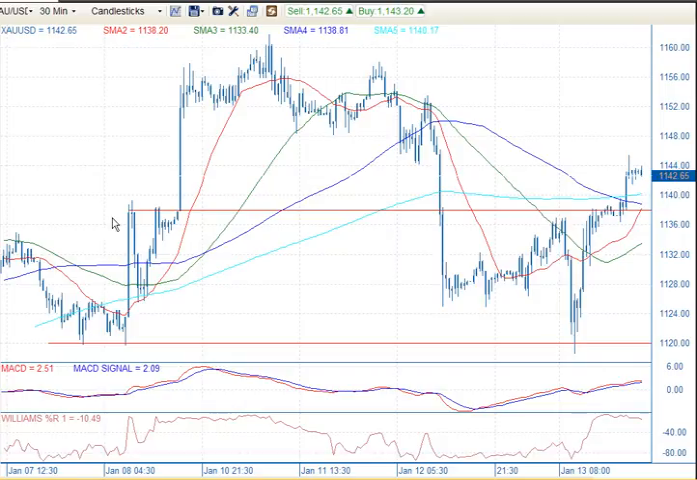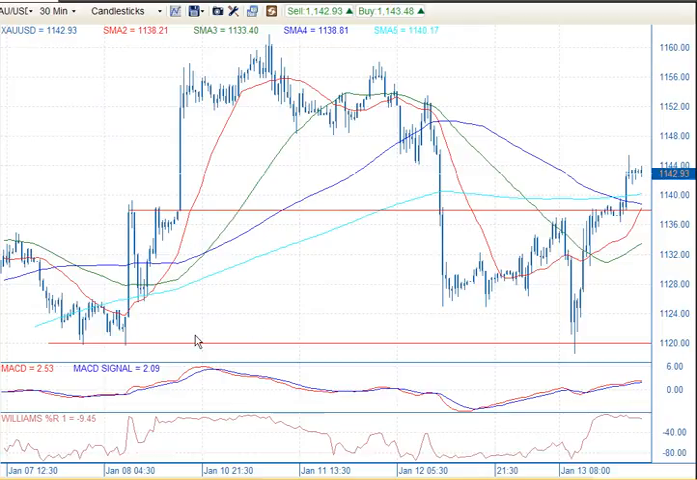Got a couple of nice currency and gold trades I want to show you. And the main thing I want to show you in these is how using horizontal trend lines can really help you trading here. And what you're seeing here is a 30-minute chart of gold.